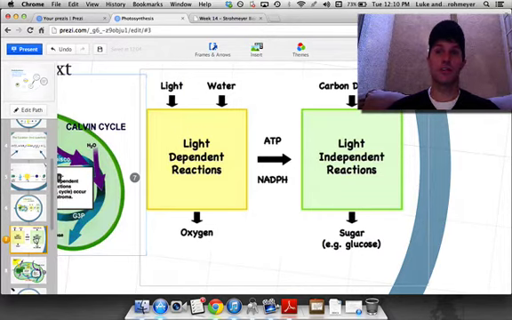So two reactions. You need to know the products and reactants of each, and it's summarized in this diagram. Take a minute to write this down. Again, it's something you just have to memorize, what goes in and what comes out.